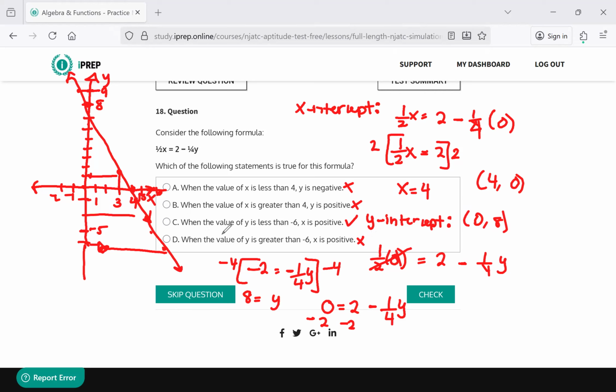When the value of y is less than -6, so -6, -7, -8, the x value is just more positive. It's just positive no matter what. So C.